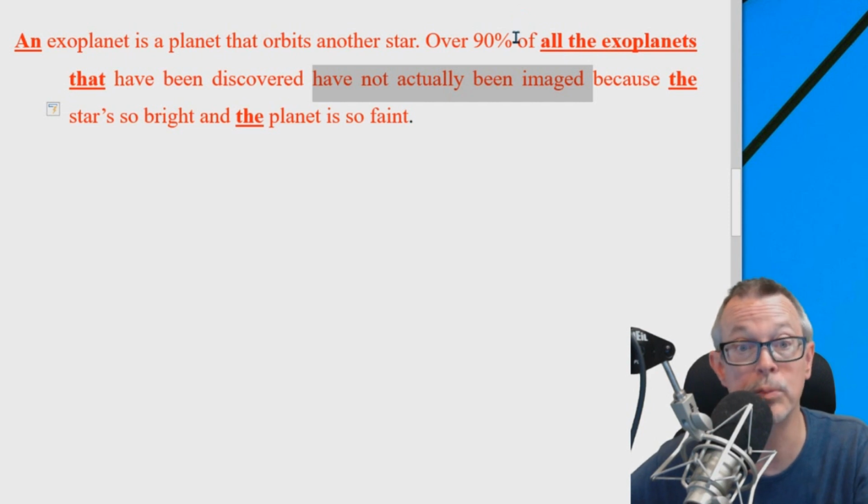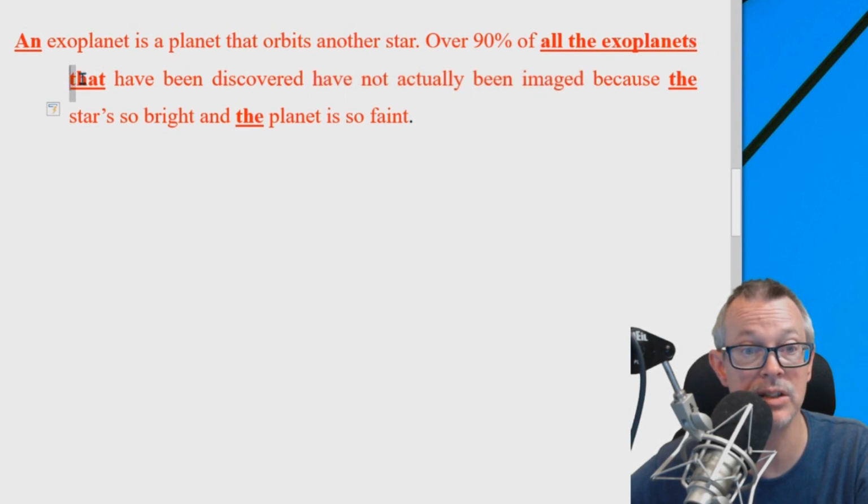Because the star's so bright, because the Z. Here the Z is making the TH tough. Because the star's so bright, and the planet is so faint.